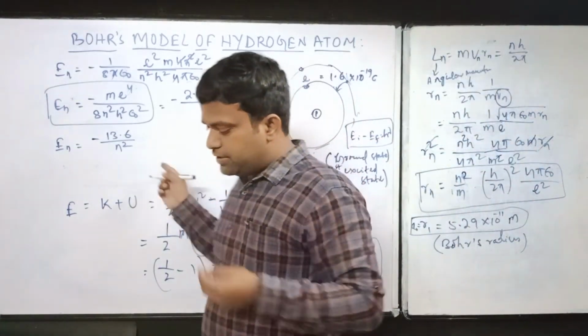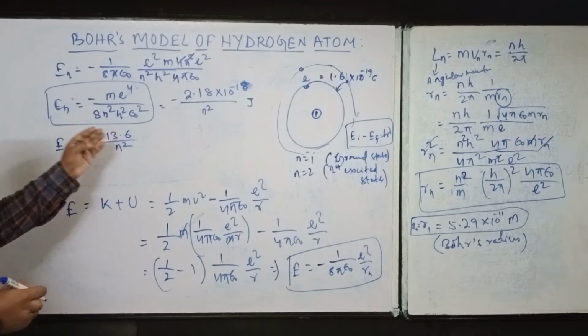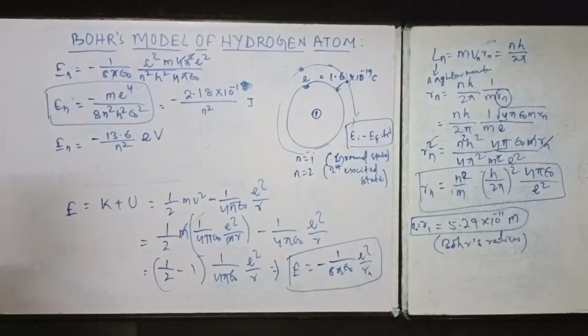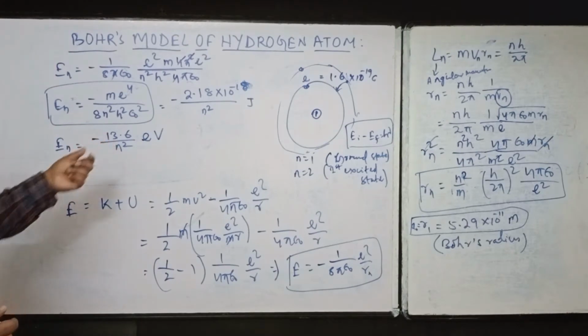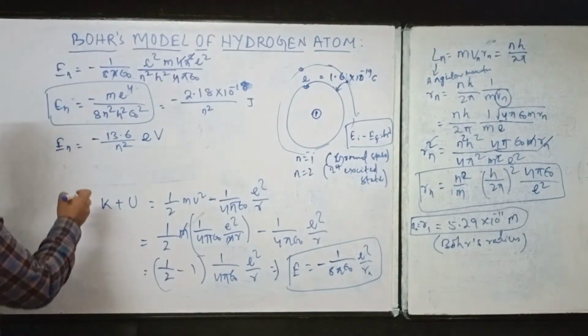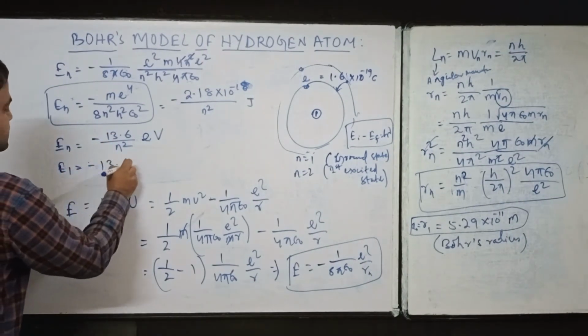So here 13.6 by n square is the energy in terms of eV, electron volt, right? Now if I put the value of n as 1, that is the ground state, of course E1 will come up as minus 13.6.